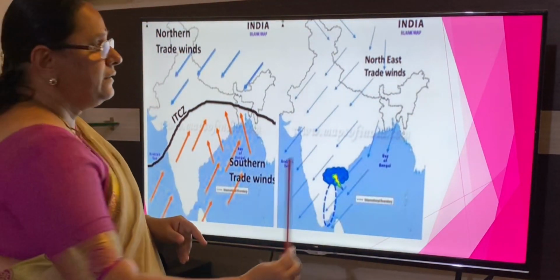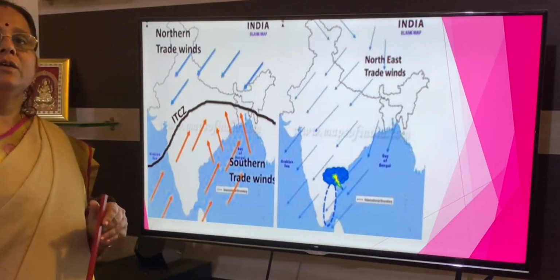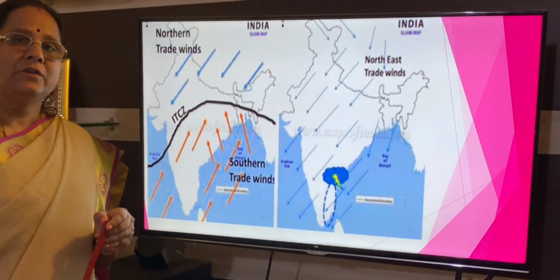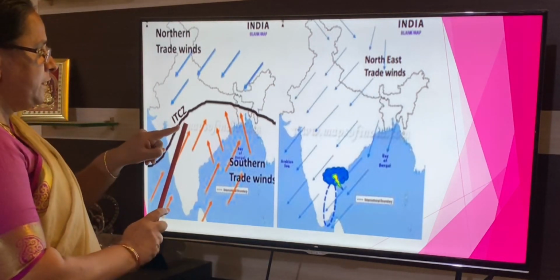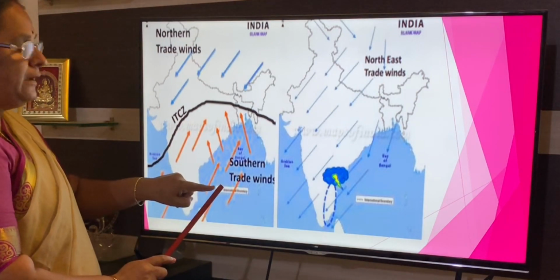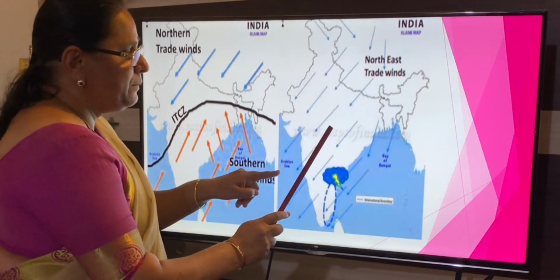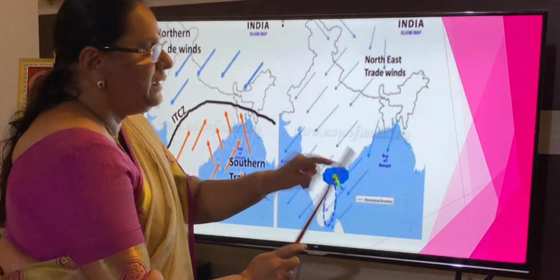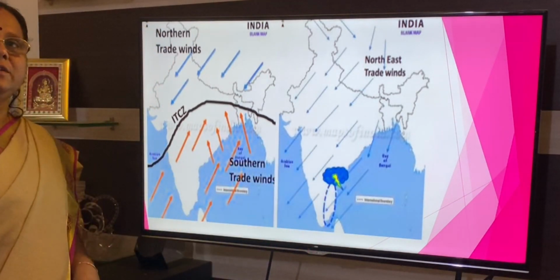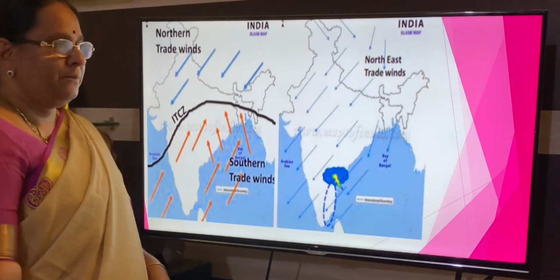Is that clear? They start blowing towards northeast. Now all of you are able to understand. So remember, here you have to say low pressure, here you have to say high pressure, here you will say high pressure. Water body will be low pressure. Is that clear, children? Now you are able to understand this?